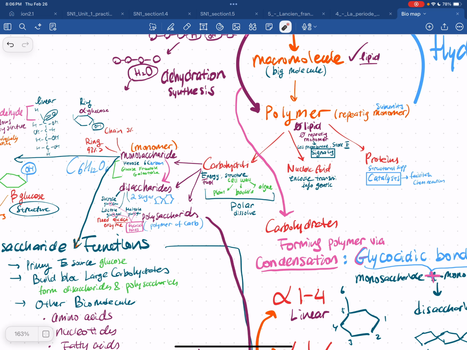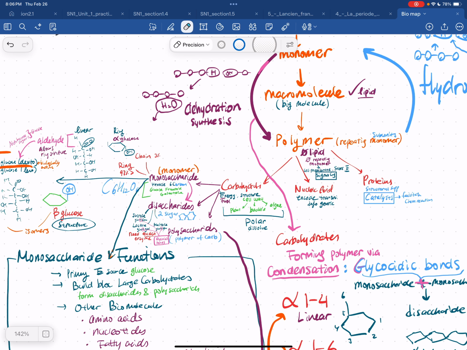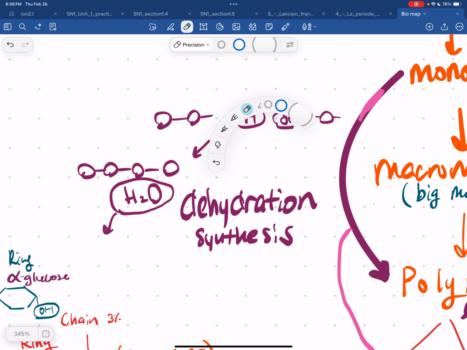So, dehydration and hydrolysis. Dehydration synthesis is the process of creating water, because there's an H and an OH group on each monomer. They get linked, and after they get linked, they produce water. So this H2O is coming out. That's why it's called dehydration.